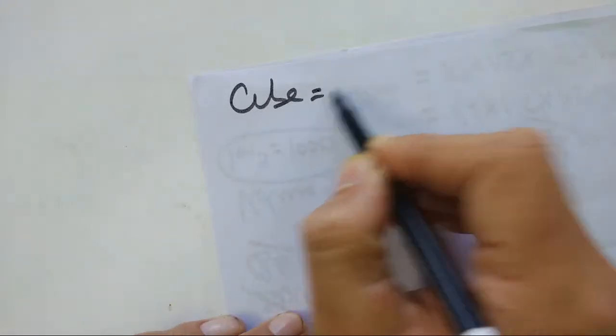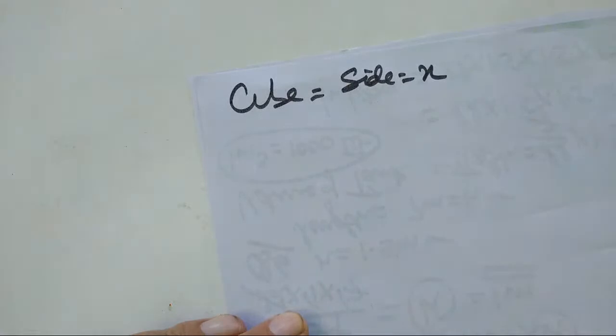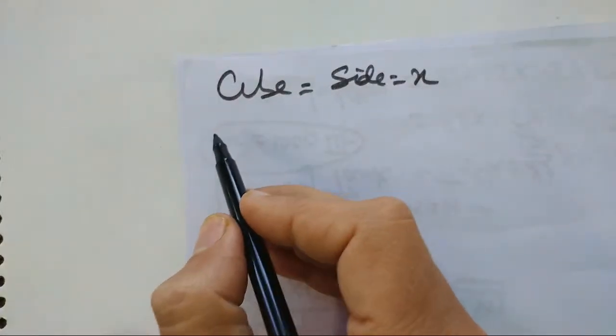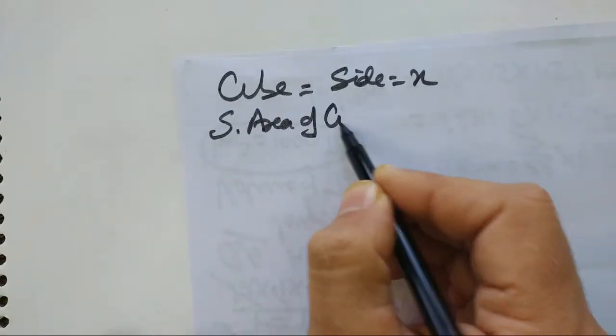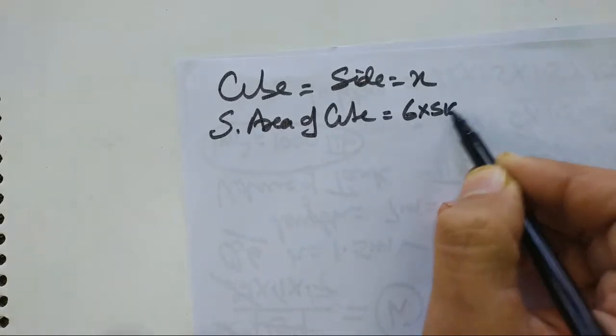So if you have a cube whose side is x, or if I don't want, I can solve it without x also. So first I will find the surface area of the cube. Surface area of cube is equal to 6 into side square.